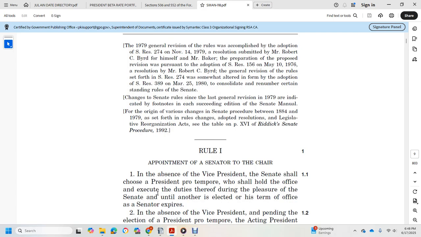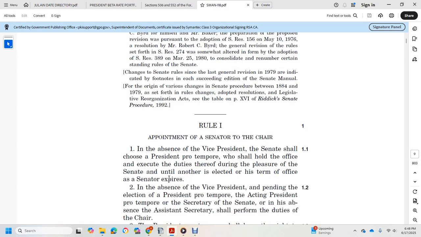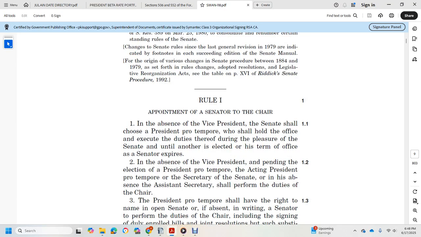Rule 1. Appointment of a senator to the chair. In the absence of the Vice President, the Senate shall choose a president pro tempore, who shall hold the office and execute its duties during the pleasure of the Senate, until another is elected or his term of office as Senator expires. In the absence of the Vice President and pending the election of a president pro tempore, the acting president pro tempore, or the Secretary of the Senate, or in his absence the Assistant Secretary, shall perform the duties of the chair.